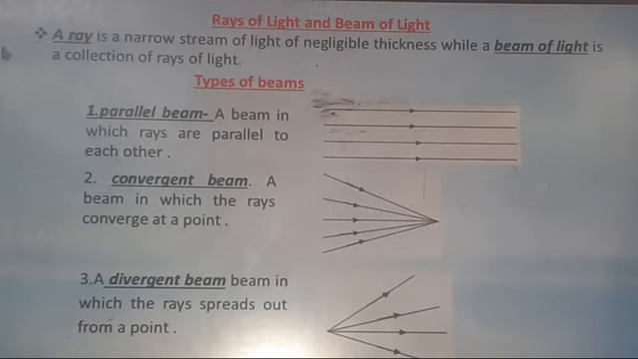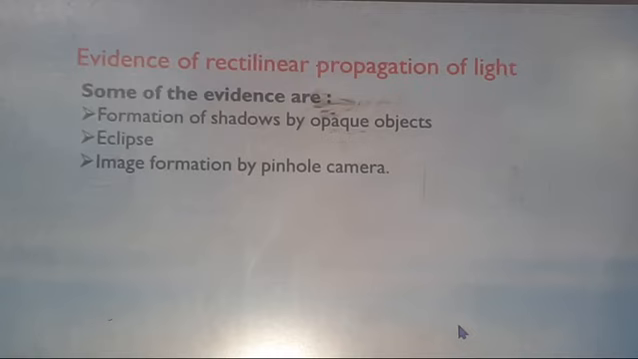Number 3 is the divergent beam. This is a type of beam in which the rays spread out from a point. This one is demonstrated when we are using a hand torch, which enables us to see a large area. Therefore, these are some of the evidences of rectilinear propagation that can show light travels in a straight line.